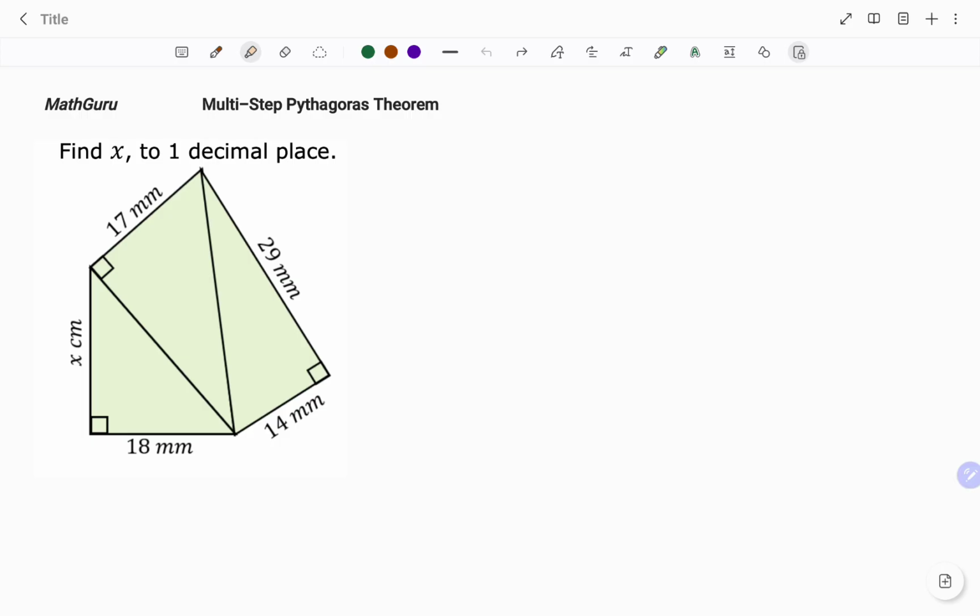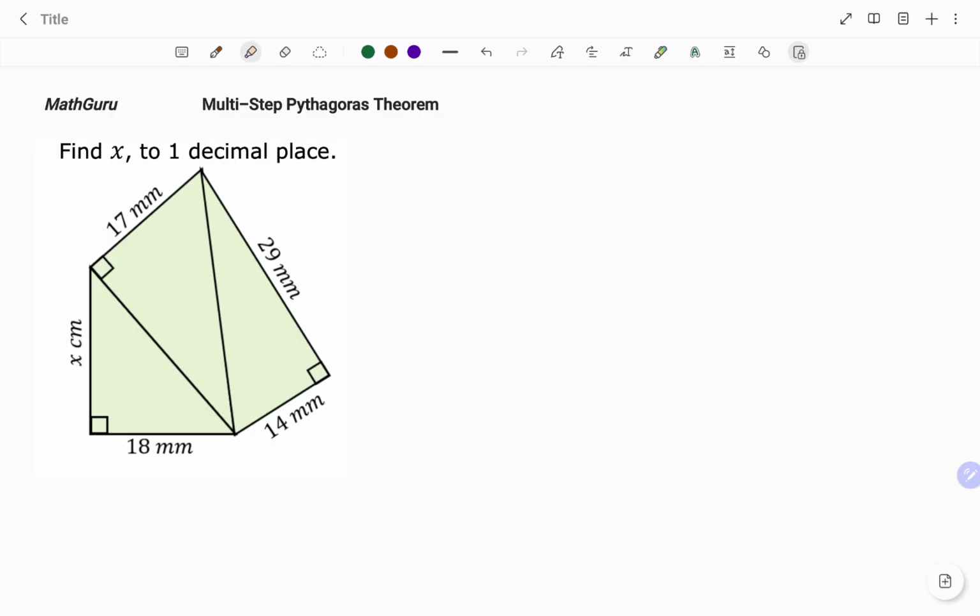If you look at the right angle triangle attached to x, I have the side 18 millimeters, x centimeters, and then I have the missing hypotenuse. In order to use Pythagoras theorem, I need two sides to be known. And because the other side, or the hypotenuse, is unknown, what I'm going to do is to look at the figure given, the composite shape given, and then figure out how to find the missing side.